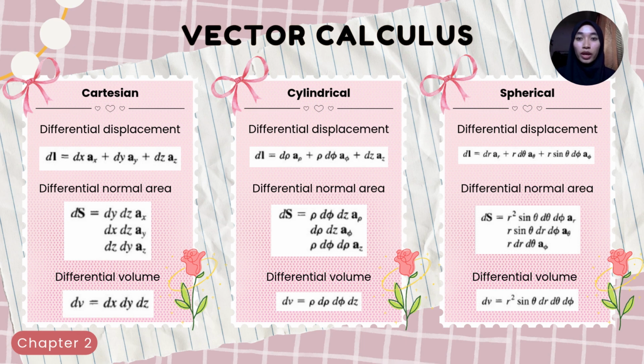Next, let's look at vector calculus foundations. When integrating along lines, surface, or volumes, we must define differential lengths dl, differential normal areas ds, and differential volumes dv. As you can see, these definitions change completely depending on whether we are working in Cartesian, cylindrical, or spherical formats. Setting this up correctly is the secret to solving complex electromagnetic integrations.